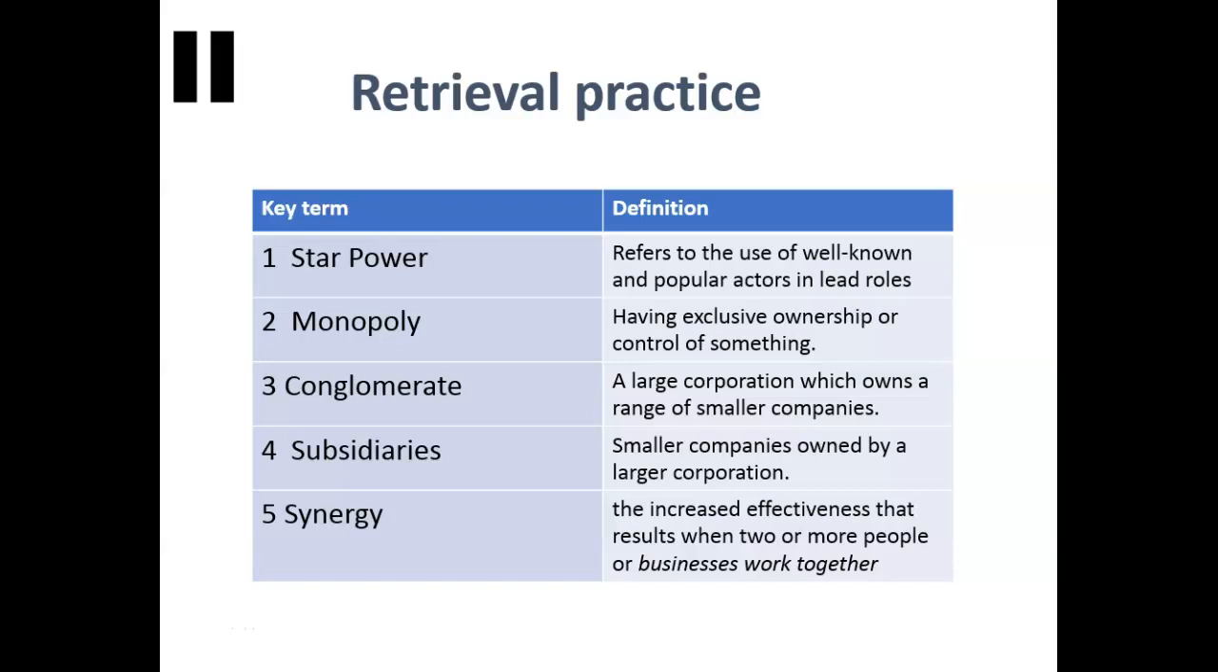Disney, we know, is a large corporation which owns a range of smaller companies. Those smaller companies then are number 4, they're known as subsidiaries. And 5, the answer was synergy, the increased effectiveness that results when 2 or more people or businesses work together. And I gave you that great example of Disney using all of its brands, all of the things that it owns, its smaller subsidiaries, to promote the release of Disney Plus on Twitter.